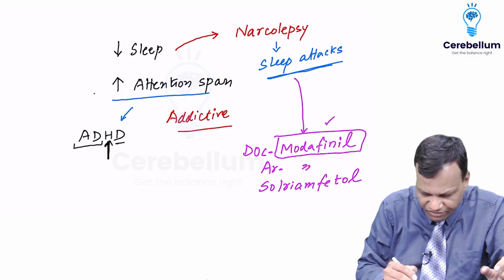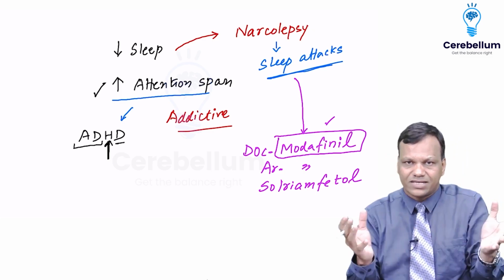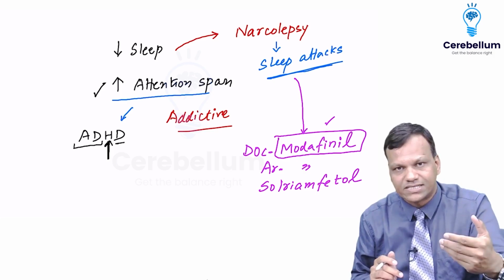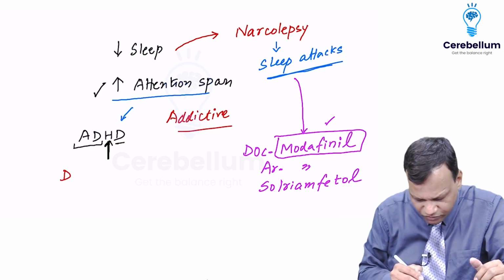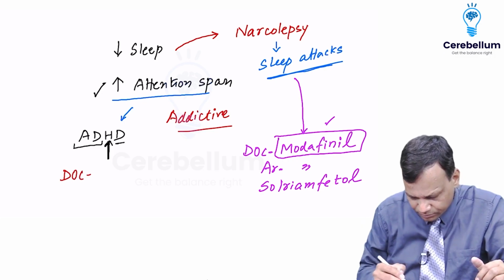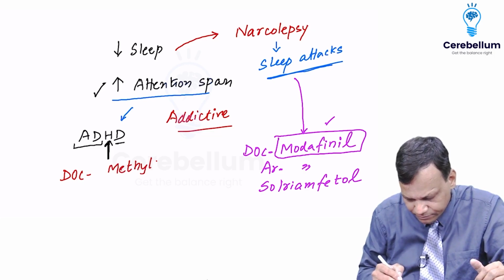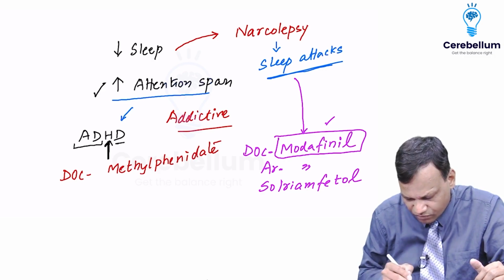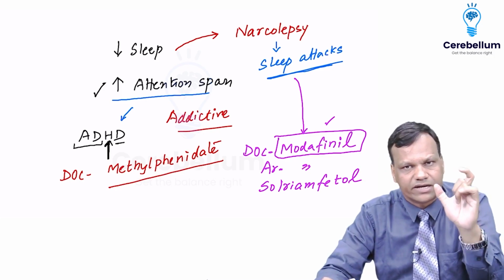So when we give amphetamines, they increase attention span. And when attention span is increased, the child can concentrate better. So the hyperactivity decreases. Okay. So we can use amphetamines for ADHD, and the drug of choice for ADHD is methylphenidate. Methylphenidate is the drug of choice for treatment of ADHD.